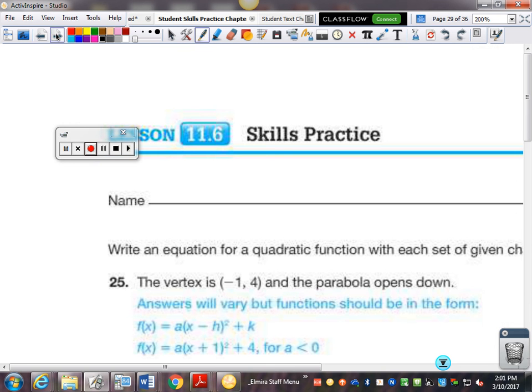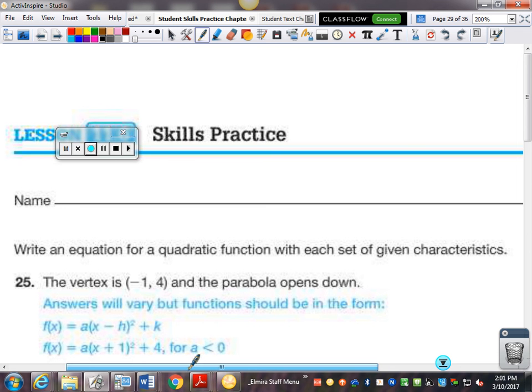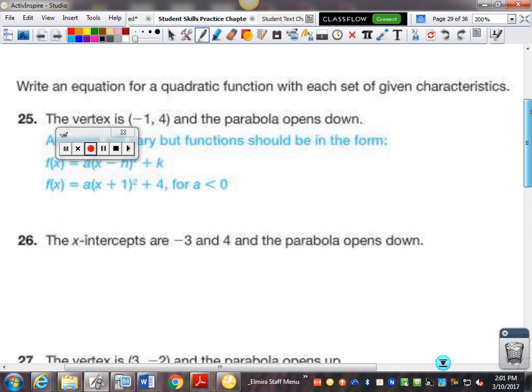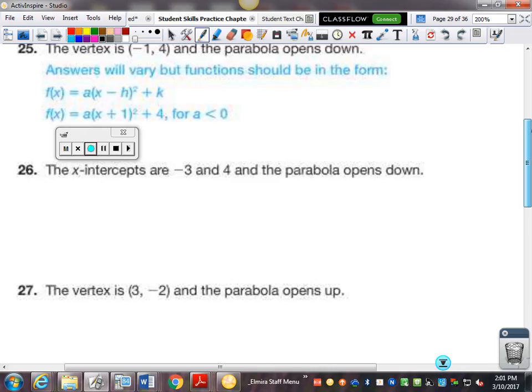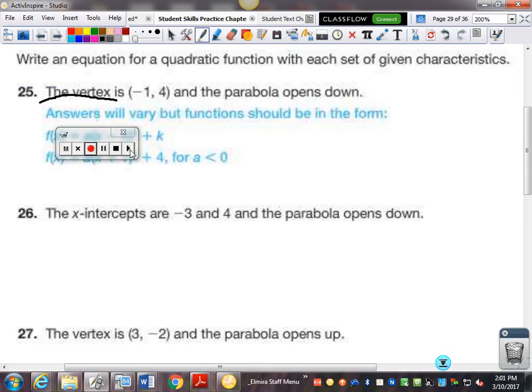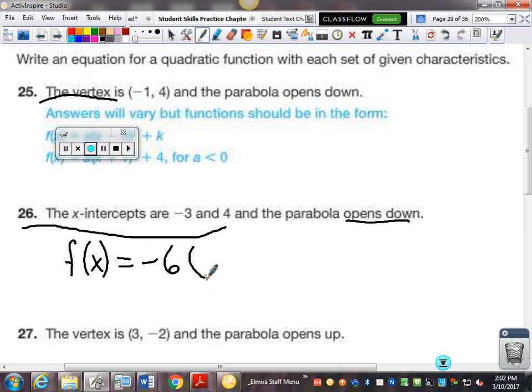And the last part of your assignment, they give you some clues and you write a function. So if they tell you what the vertex is, then you would be looking to write something in vertex form. If they tell you the intercepts, then you're going to write something in intercept form. So I would write something like, f of x equals, opens down, so any negative leading coefficient I want, then the intercepts, (x - 3)(x + 3), or 4 and -4. And I would write something like that.